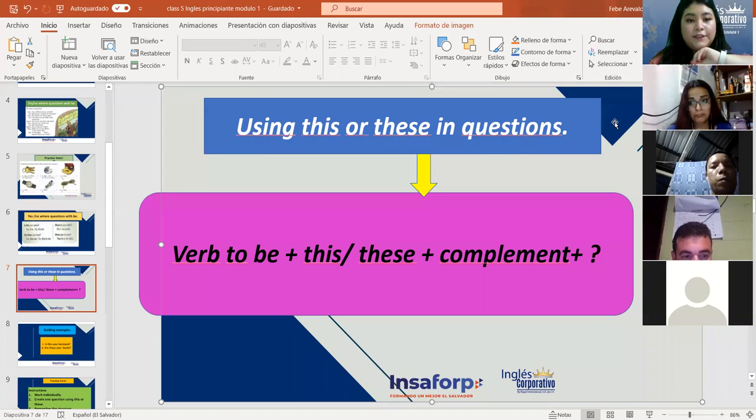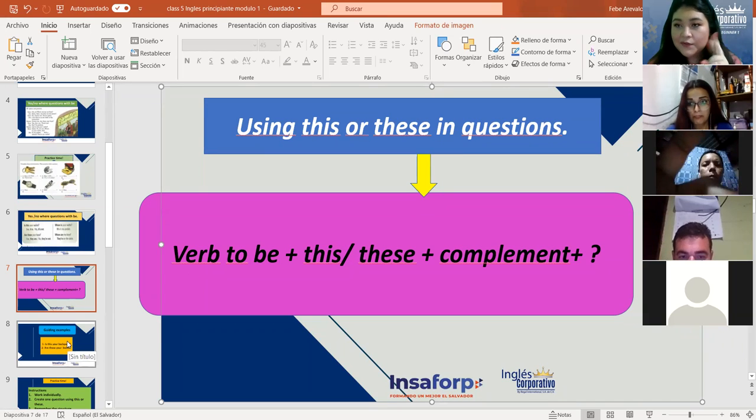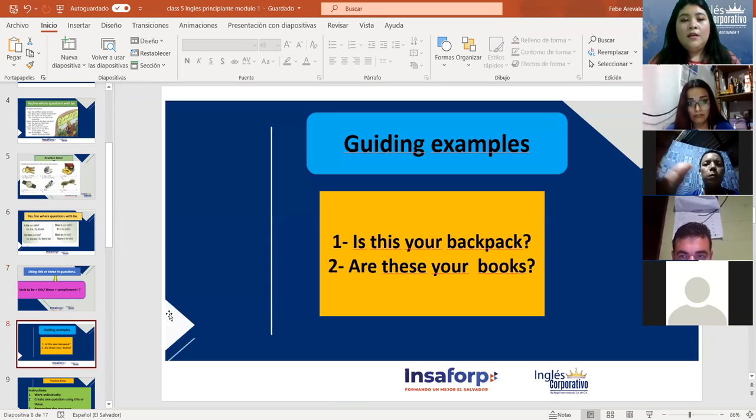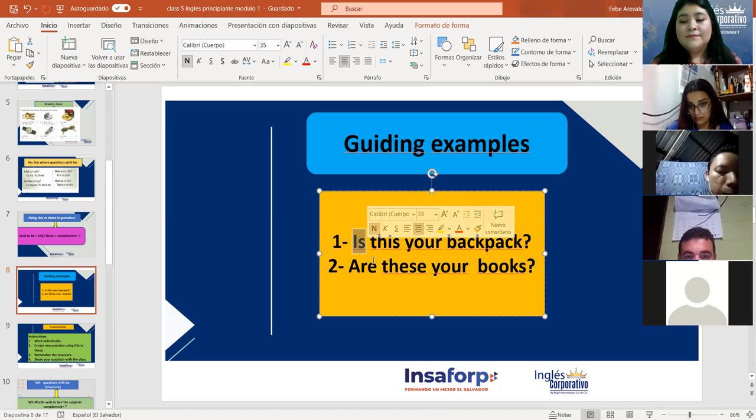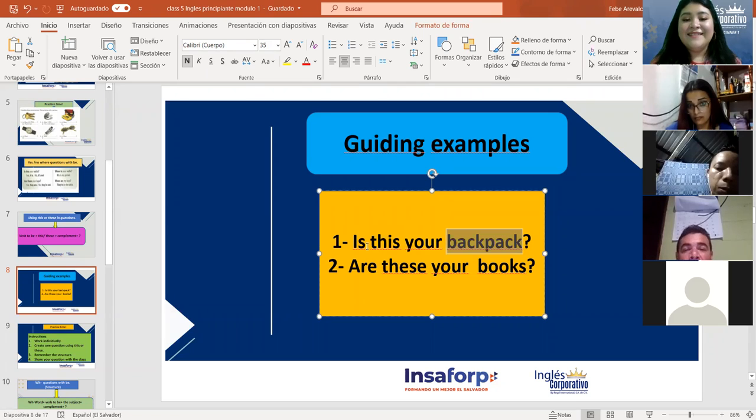Finished. Excellent, very good. Now, let's check. We only have two examples, but let's check them. I will have Roberto, please, number one. Is this your backpack? What is this, Roberto? Verb to be. What is this? Subject. This is demonstrative. No, the subject is backpack. In this case, this is your demonstrative.